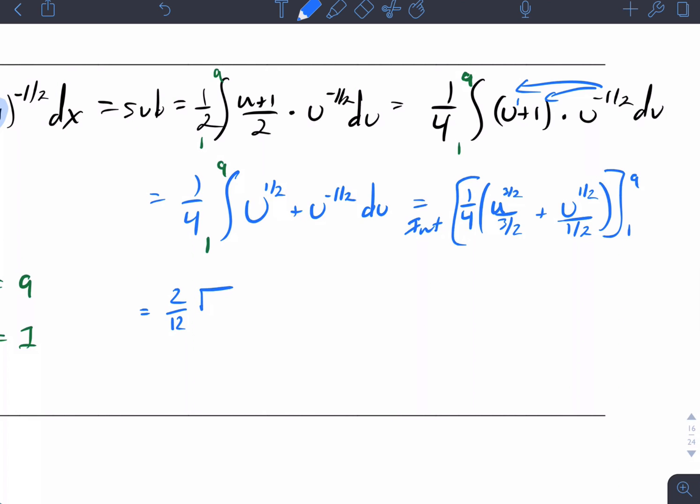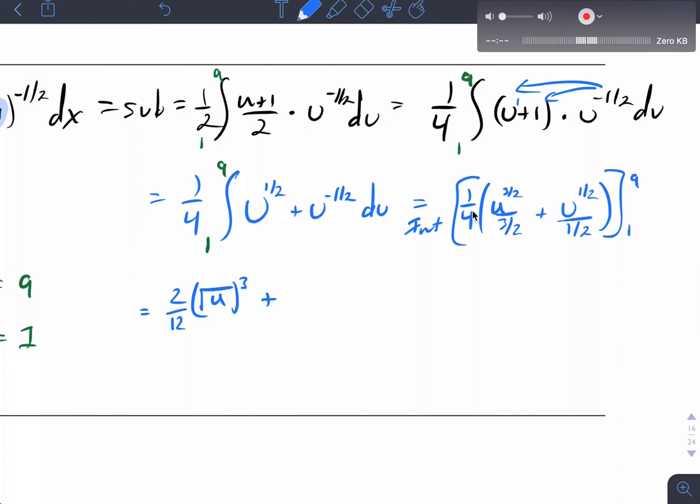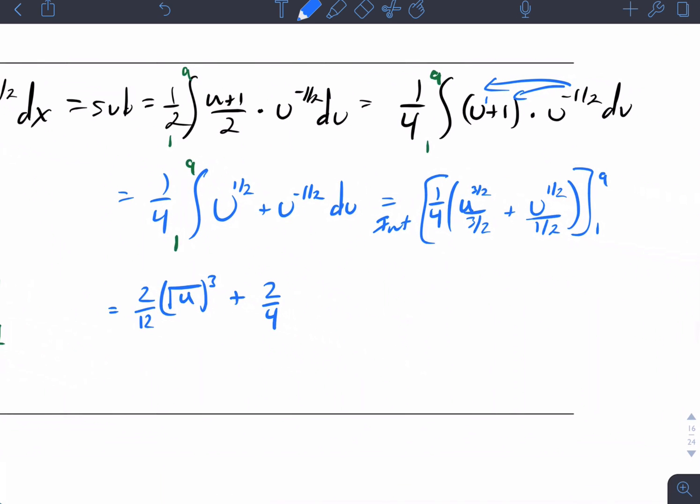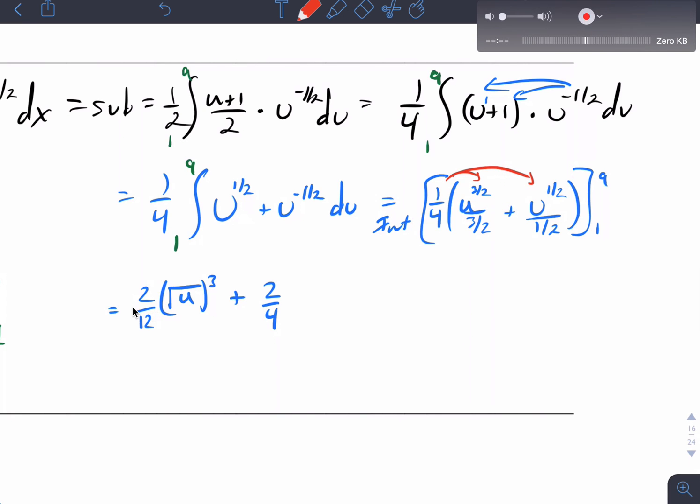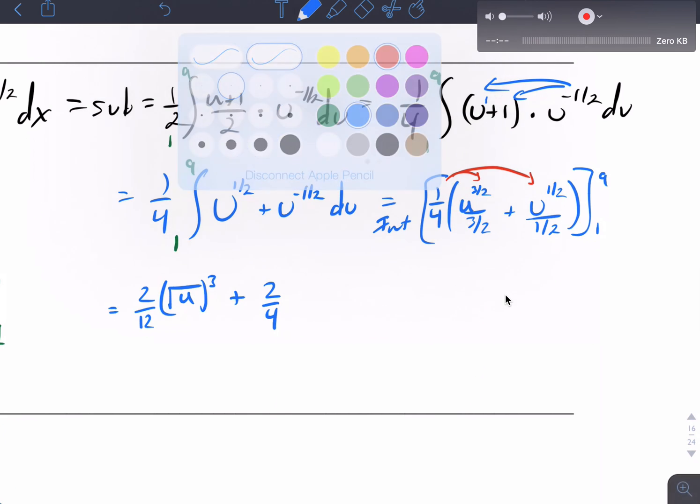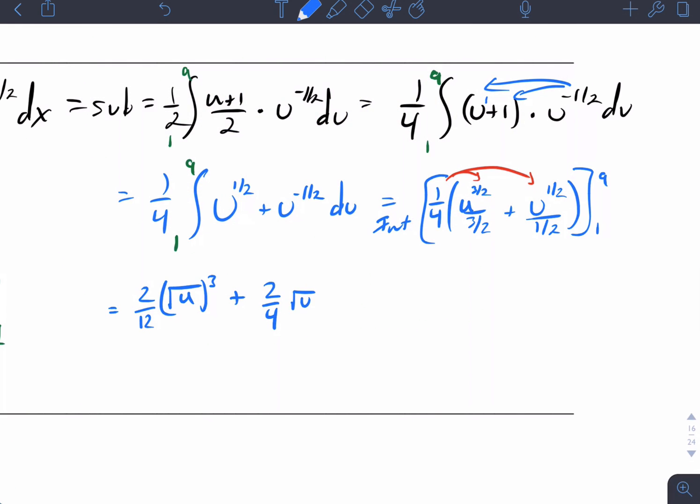Square root of u, and I'm going to cube all that, plus, because it's top in, bottom out, and remember the 1/4 is being distributed to both of them, so this is now going to be plus 2 over 4, and here I'll show you what I mean by that. The 1/4 is applying to both. That's where I'm getting the 2 over 12 because of these two, and 2 over 4 because of 1/2 and the 4, with the 1/2 being flipped. Okay, and this is the square root of u. And we're still plugging in 9 and 1.